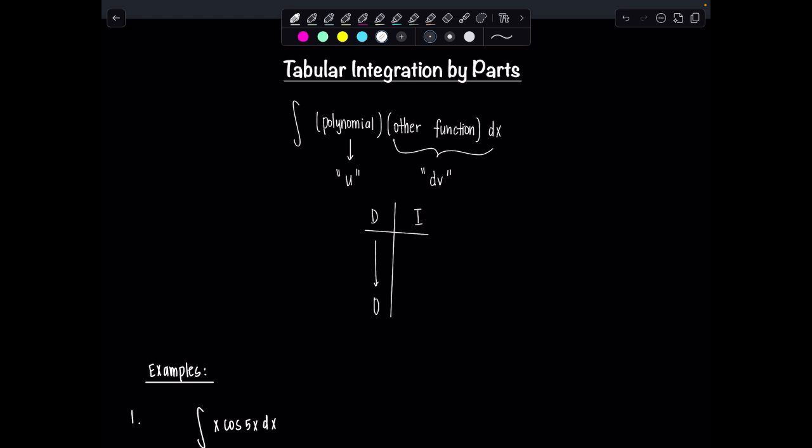Okay. Now, sometimes you won't hit 0 in that D column, and that's okay. I'll show you what to do in such a scenario and how you can always use tabular if you just fall in love with it so much.